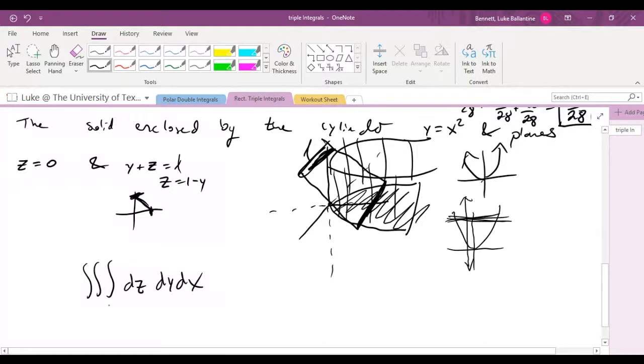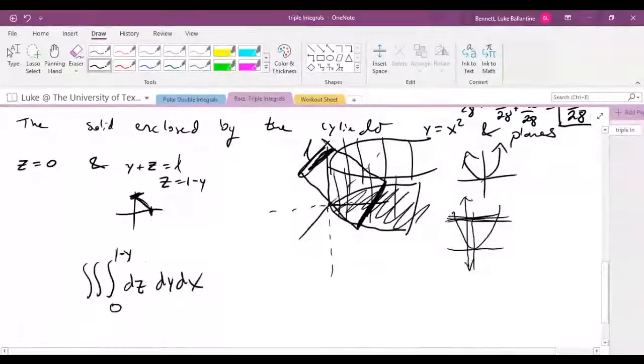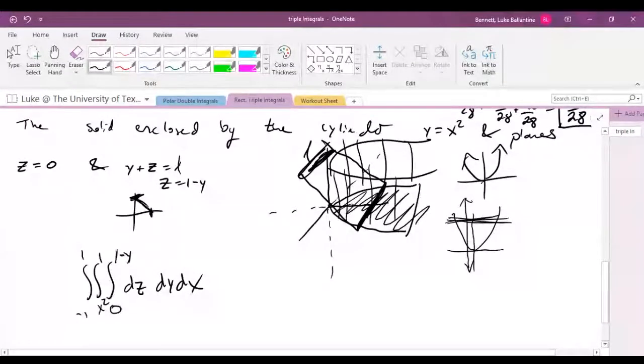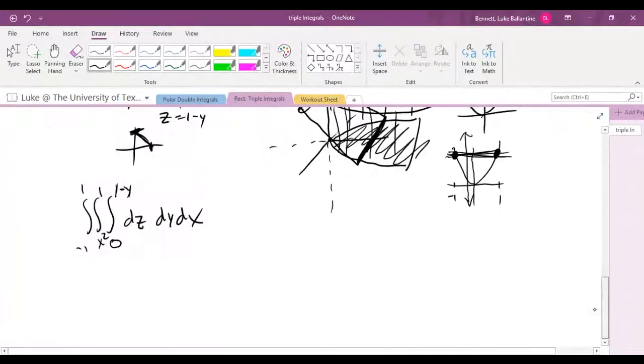First of all, z is ranging from 0 to the plane, 1 minus y. And then y ranges from x squared to 1, the y-intercept. And then x ranges between -1 and 1, because those are the values that give us 1 when we square them. Okay, let's see if this is right.